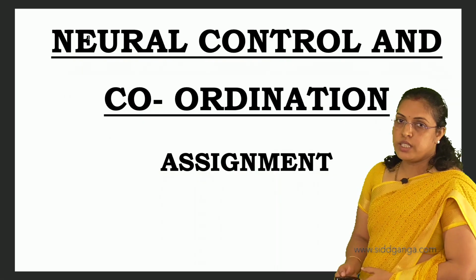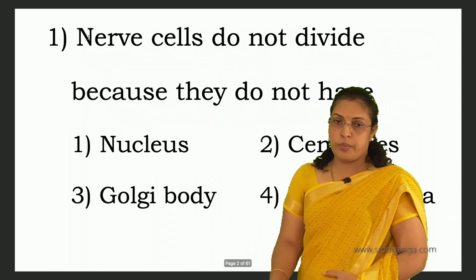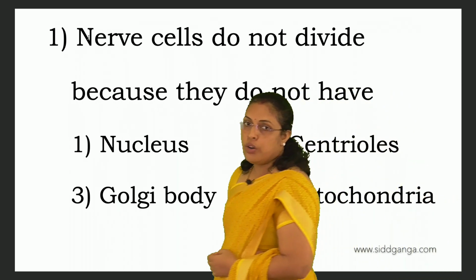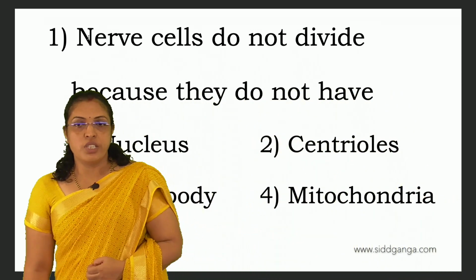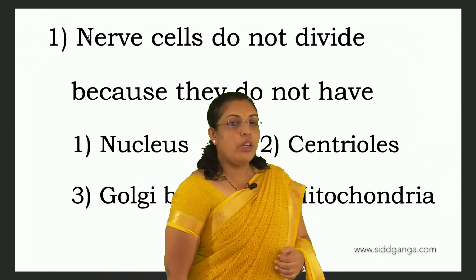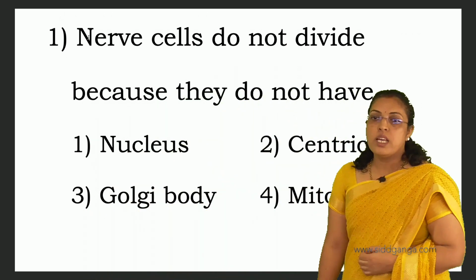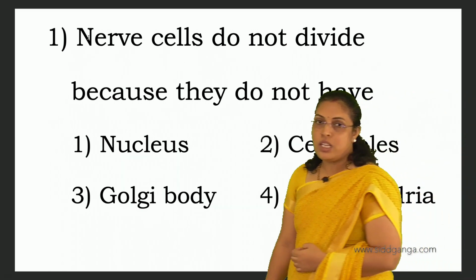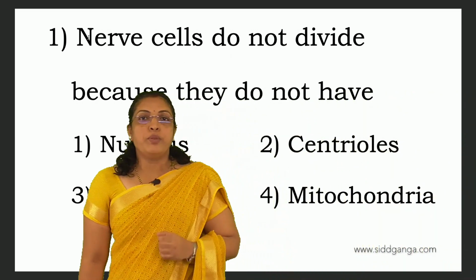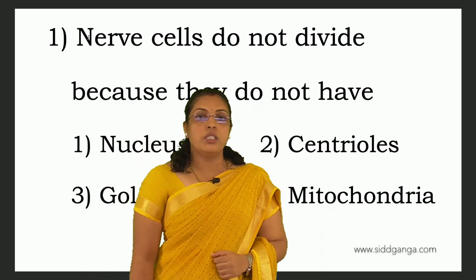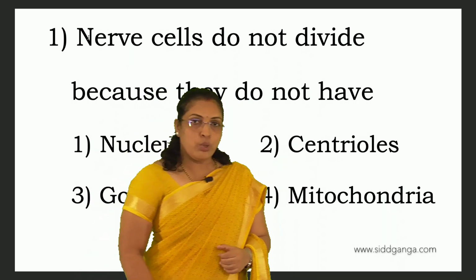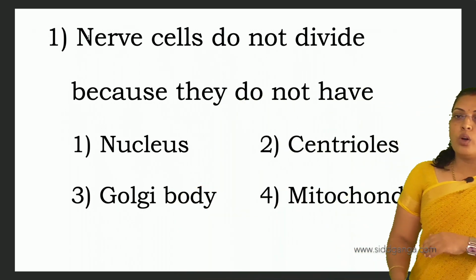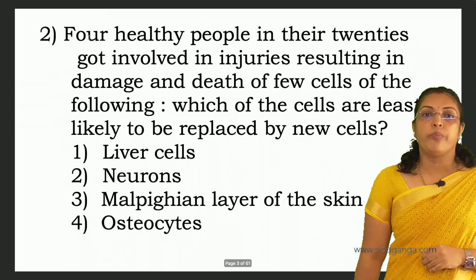So now let us discuss questions related to this chapter. In the first question they have given: nerve cells do not divide because they do not have nucleus, Golgi bodies, centrioles or mitochondria. So the answer is centrioles. Due to the absence of centrioles, nerve cells will not divide. For the first question, second is the answer.